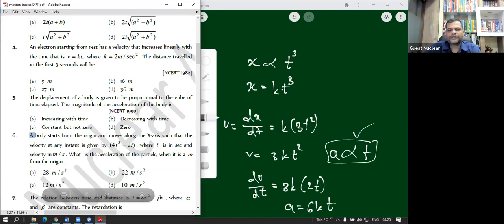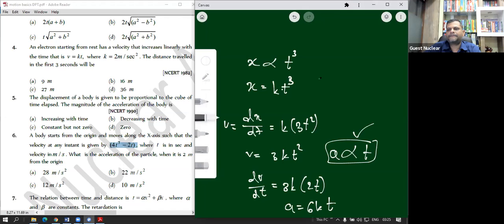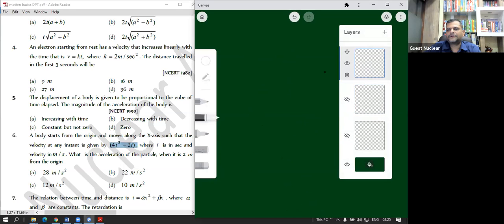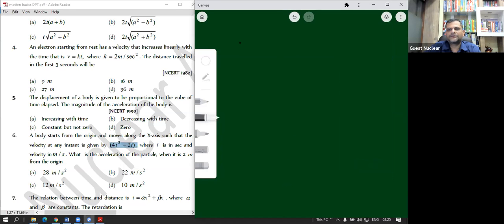Sixth one, a body starts from origin and moves along x-axis such that at any instant, the velocity is given by 4t cube minus 2t, where t is in seconds and velocity is in meter per second. What is the acceleration of the particle when it is 2 meter from origin? Yes, this is somewhat tricky question. We can try to solve it.